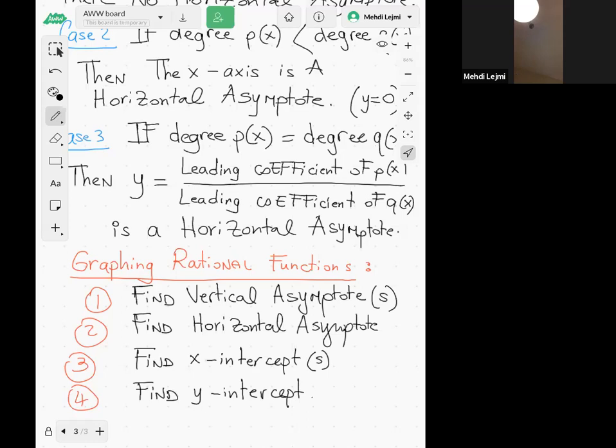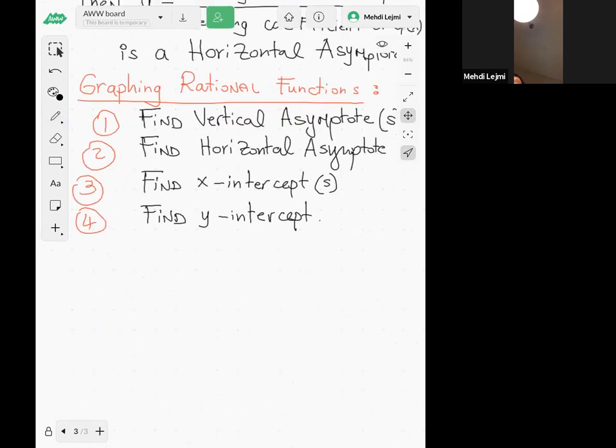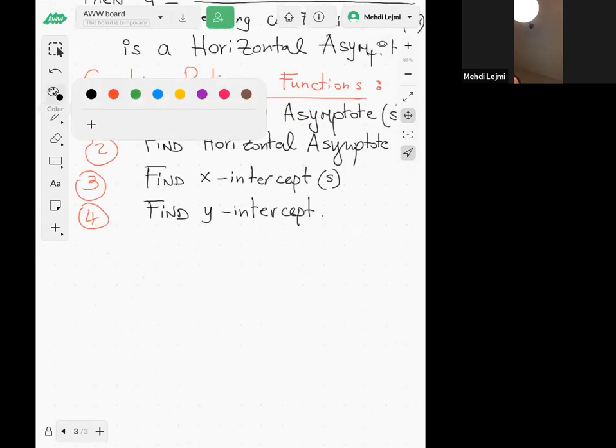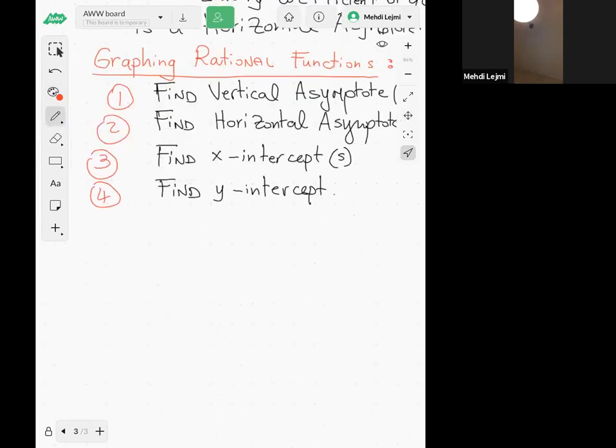Okay. All right. So let's do an example. I'm going to show probably more than one example because, as I said, vertical and horizontal asymptotes could sometimes be tricky. So let's do a couple of examples, and I'm going to show you how to graph your rational function. Examples. So example one.